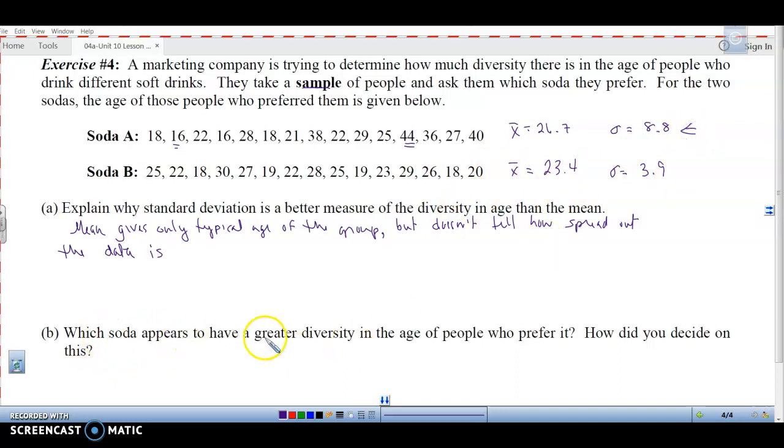Which soda appears to have a greater diversity in the age you prefer it? It would be soda A because the standard deviation is higher. The data is more spread.